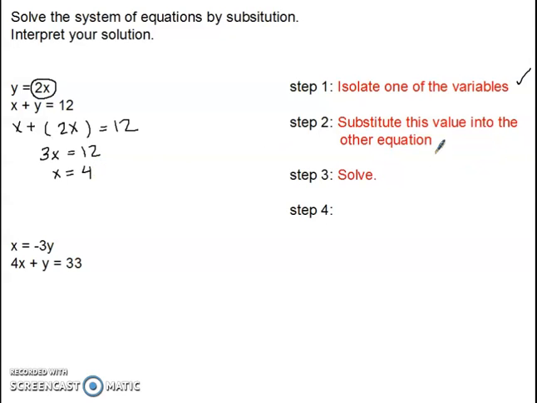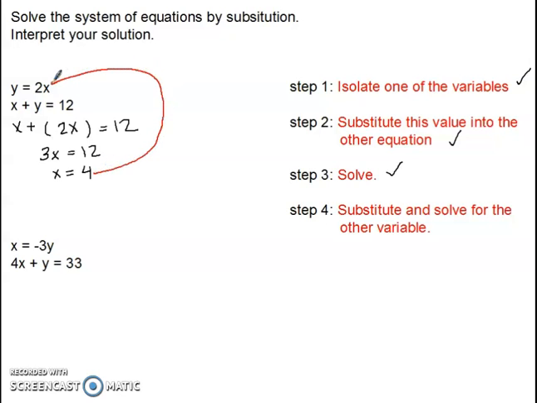So step 3, solve, we have completed that step. Now step 4, I need to find my other variable. So what I'm going to do now is say that I know my x value is 4. So if I put in that x value of 4, I will get the y value that should pair up with that 4. So I need to now replace my x with a 4 to figure out what y is. I can do that in the first equation, or if you prefer, we can do it in the second equation. I'll go ahead and do both to show you that we would get the same answer regardless.